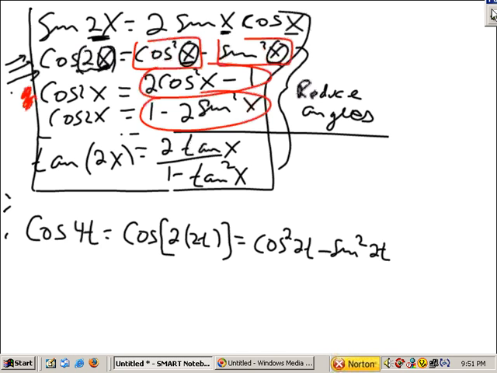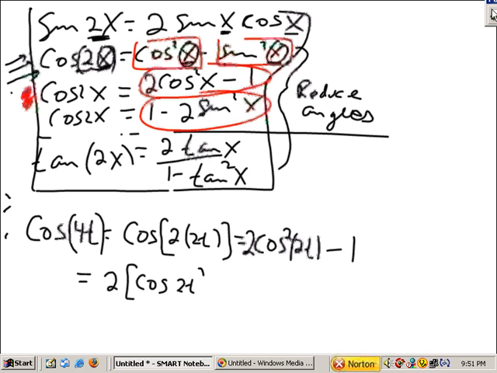So I get 2 cosine squared of my x, take away 1, where my x is 2t. So I reduced the angle. It used to be 4t, now it's 2t. We're moving in the right direction. I might even give you half credit for this. Now, think of cosine squared 2t as what it really is: cosine of 2t squared. But it does say take away 1.